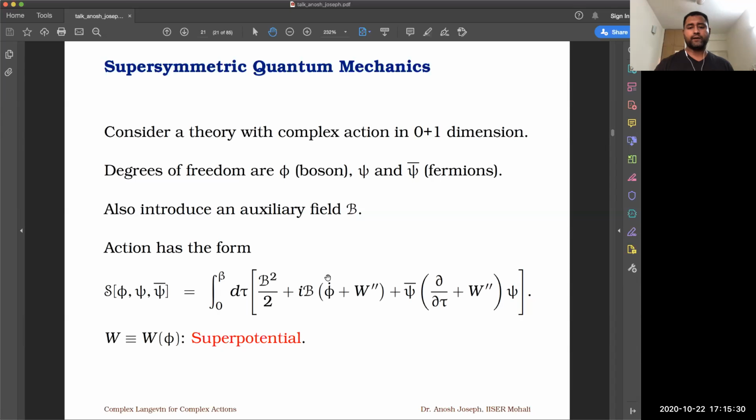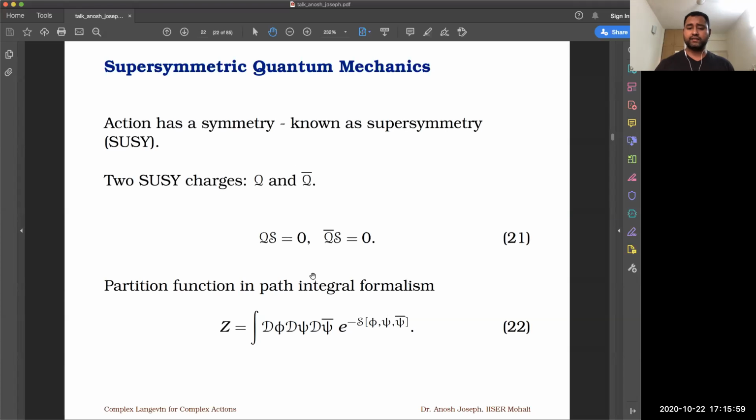Okay. So dot is the time derivative, and W is a function of phi, and it is called the superpotential. So there is a W double prime, which is the double derivative of W with respect to phi, and then psi bar and psi. So there is a fermionic term appearing here, and there are two bosonic terms. Okay, so this is a form of the action, and this is Euclidean action, and we put it on a circle, okay, of circumference beta.